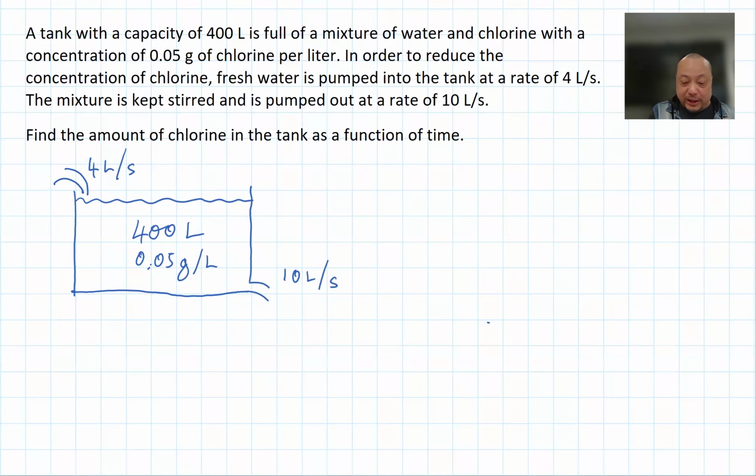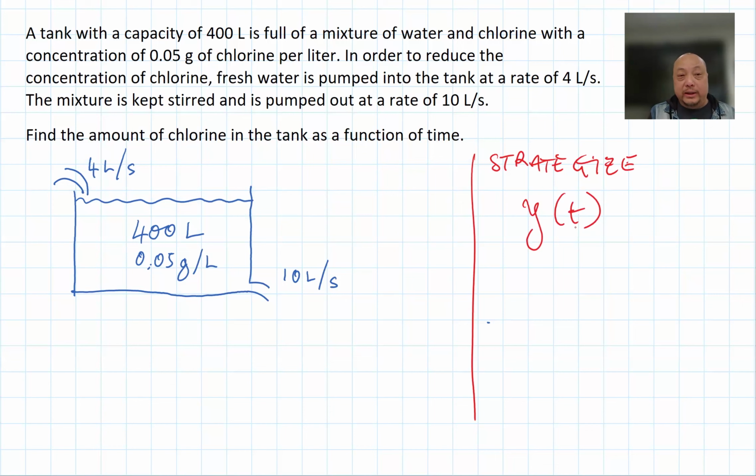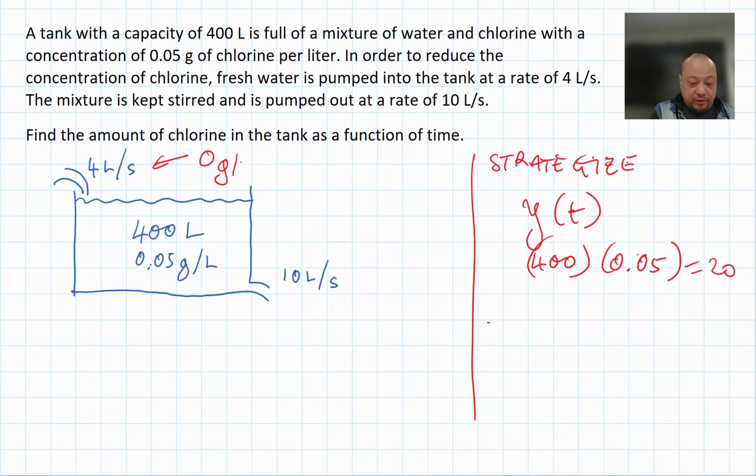Okay, so first let's strategize. Let's say that y of t is the amount I want, the amount of chlorine in the tank. Then it starts out at 400 times 0.05, so it's 20. And then it changes over time because pure water is coming in. So there's 0 grams per liter coming in, but there's some non-zero chlorine going out. So overall, it'll change over time.